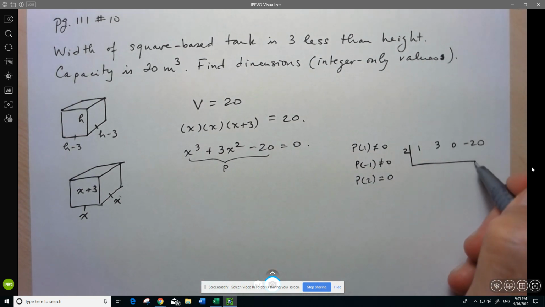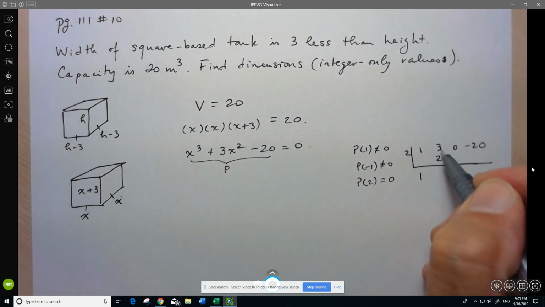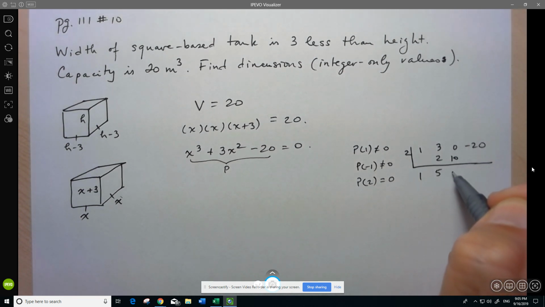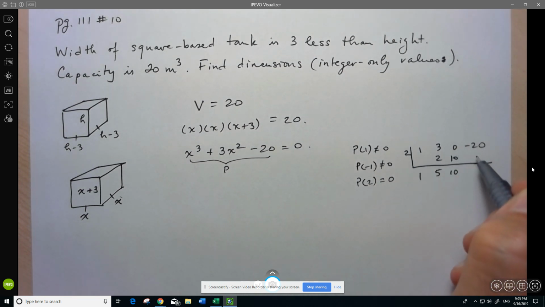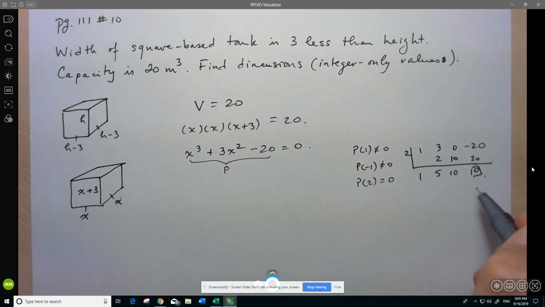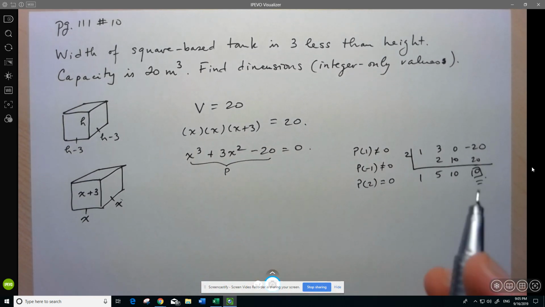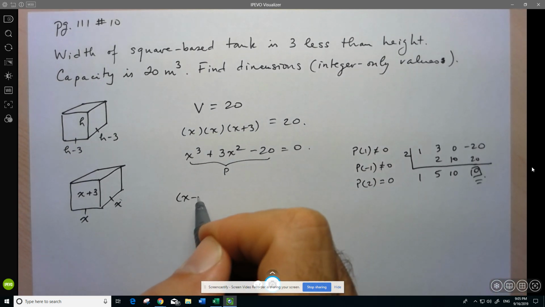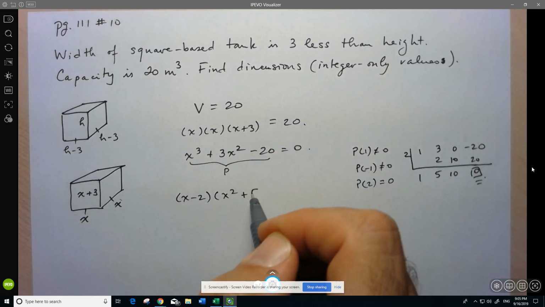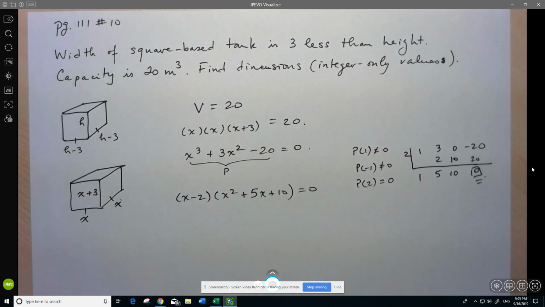In my synthetic division, bring down the 1. 1 times 2 is 2. 3 plus 2 is 5. 5 times 2 is 10. 10 plus 0 is 10. 10 times 2 is 20. And negative 20 plus 20 is 0, as I expected. That means the left-hand side can now be written as x minus 2 times x squared plus 5x plus 10, and we're looking for when that's equal to 0.